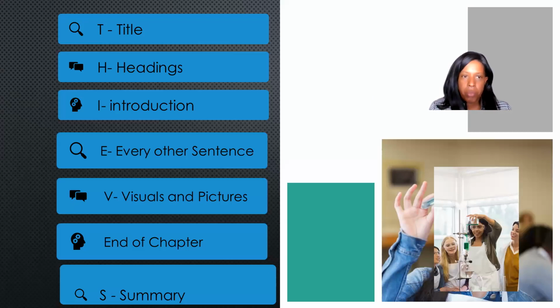Now, the Thieves reading strategy is basically where you're going to read a chapter and you're going to identify the following: T for title, or it could be a topic, H for headings within the chapter, I for introduction, E for every other sentence, V for visuals, and E for end of chapter. And the S is basically when you look at the summary. So this is what Thieves stands for, and it's very simple.